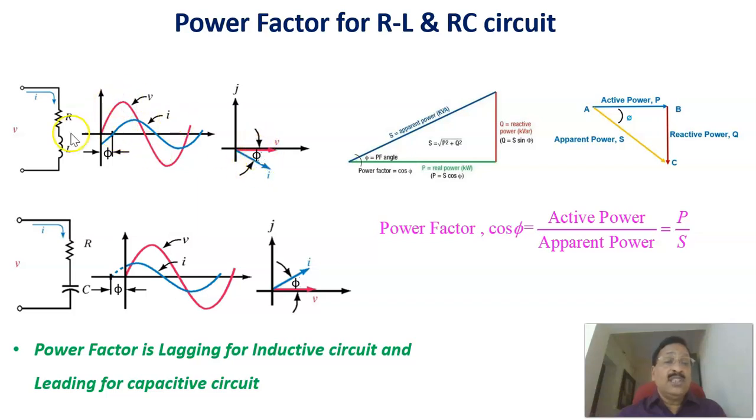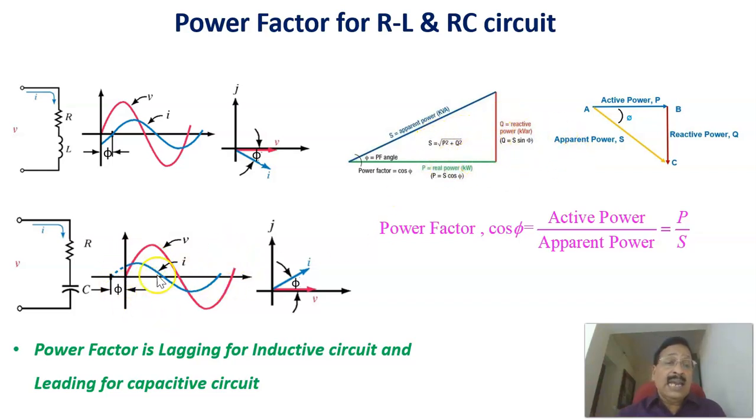The same waveform is shown here. This is the circuit. Now if you look at it in terms of power, in the power triangle, this is the active power and this is the reactive power. The vectorial sum of those is the apparent power. This angle phi is the same as that one. Therefore, cos phi is given by the real power or active power divided by the apparent power. This is the case for an RL circuit.